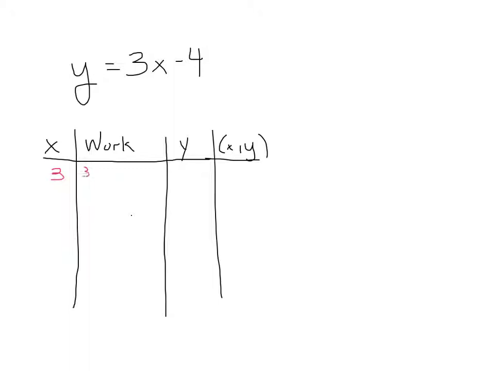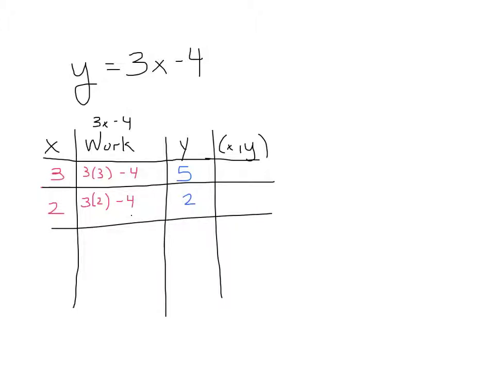I would do 3 times 3 minus the 4, because this is the 3x minus 4 that I'm plugging the x value into. So 3 times 3 is 9. 9 minus 4 is going to give me a y value of 5. Let's suppose I picked x is equal to 2. Then I would do 3 times 2 to plug the x value in for x, minus 4. 3 times 2 is 6. Minus 4 is going to give me 2.